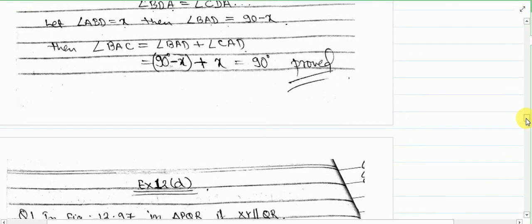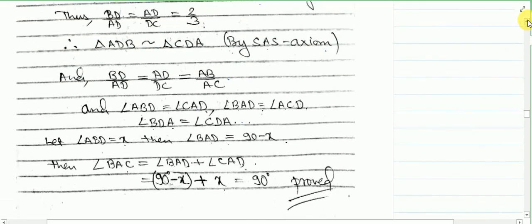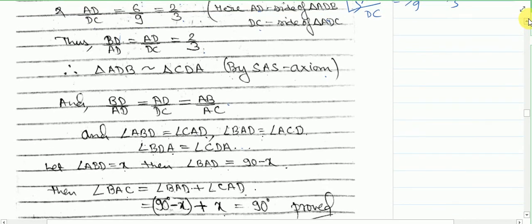So I have written angle BAC is equal to angle BAD plus angle CAD. So angle BAD is how much? 90 minus x, and angle CAD is how much? X. So we are getting 90. So proof is done. So this is all for today's class. So you can just pause the video in between and you can copy this.